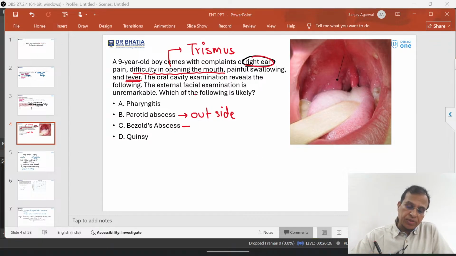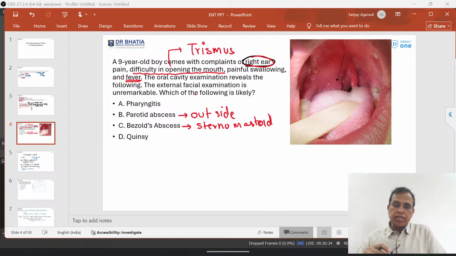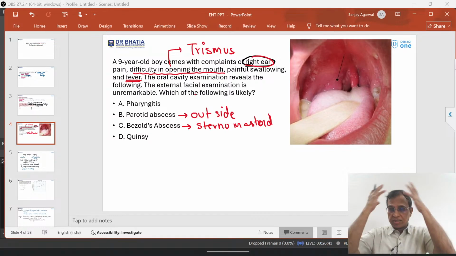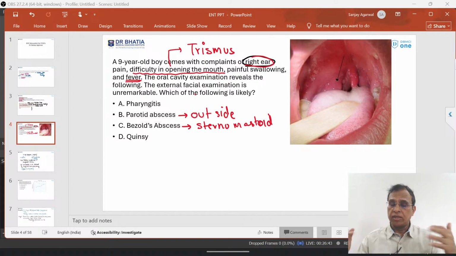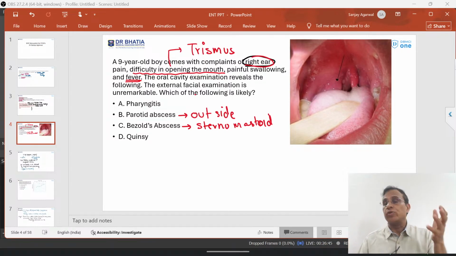Bezold's abscess is an abscess in the sternocleidomastoid muscle. Again, it is swelling outside. In these two, nothing is inside. All the findings are outside. In this case, it says face outside is unremarkable. So these two cannot be there because in both these cases, there is swelling outside here or here.